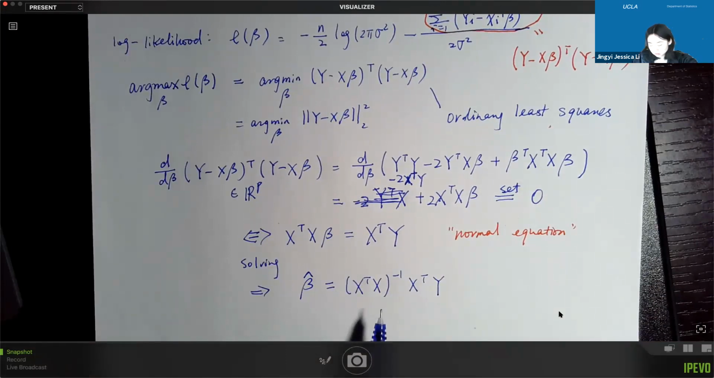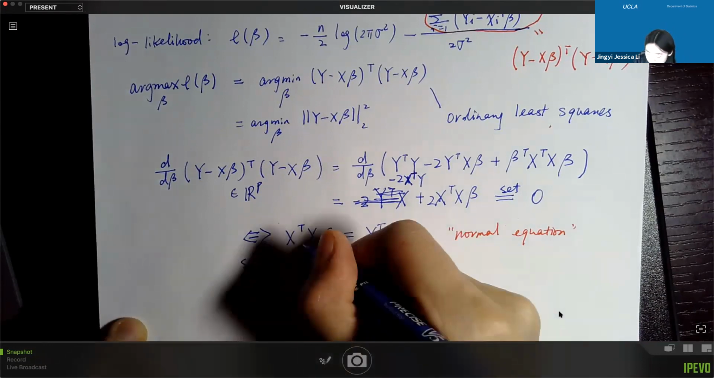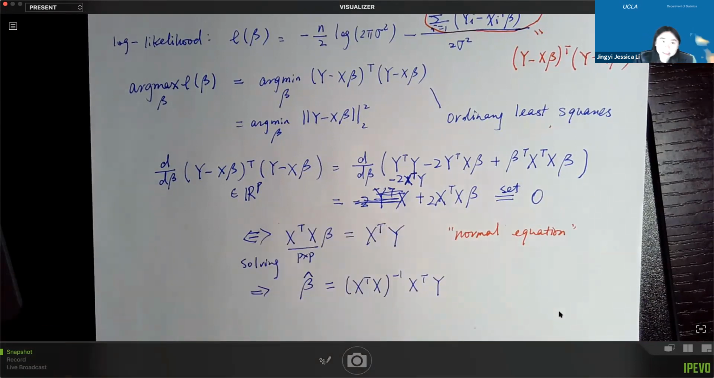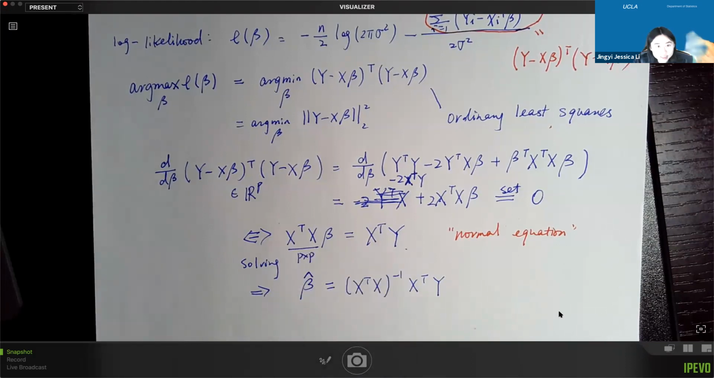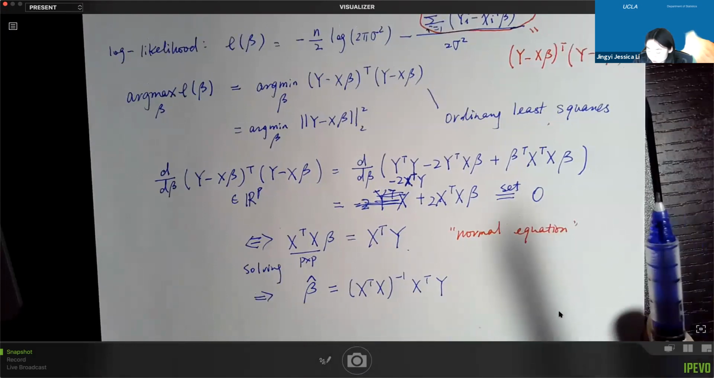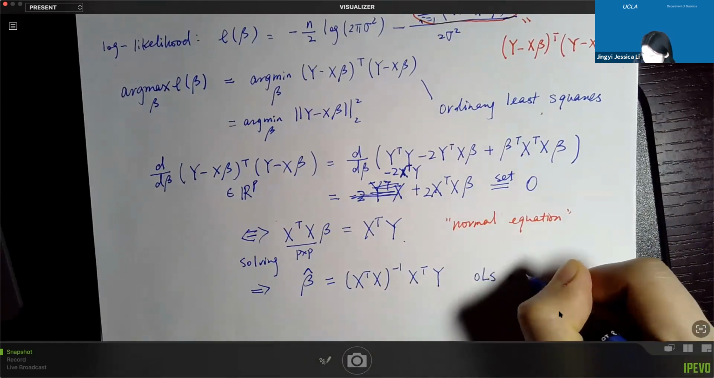We can do that only when this x transpose x is invertible. This is a p by p matrix by our definition, and it is also symmetric. It is invertible if and only if it is full rank, right? Its rank is equal to p. Otherwise, it doesn't have an inverse. So in most cases, we are fine with this. But if it's not invertible, in some textbooks people write this as the pseudo inverse. That's just an inverse that satisfies this equation, but it may not be the unique solution. Okay, so here we are just talking about the invertible case, and we have this as the OLS estimate.